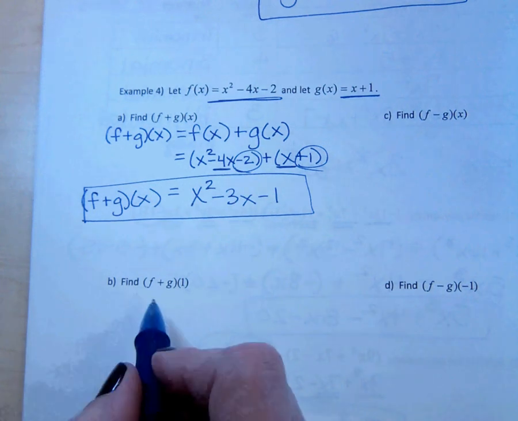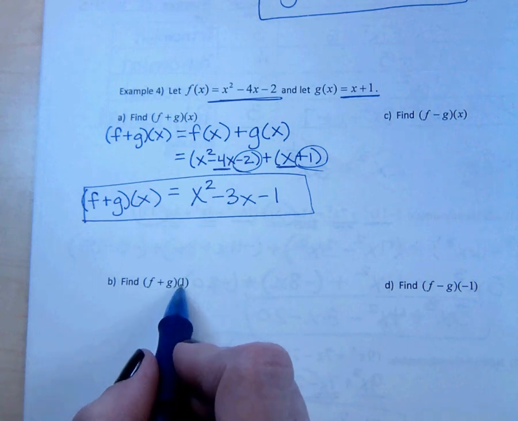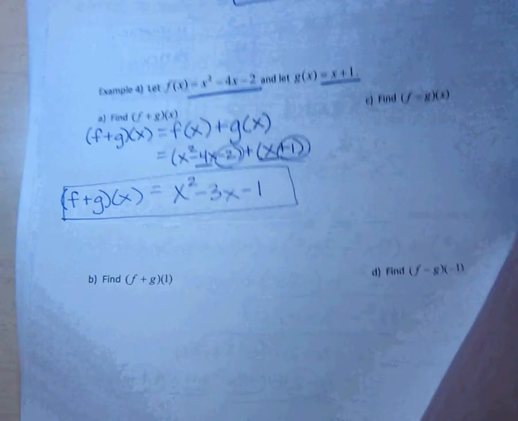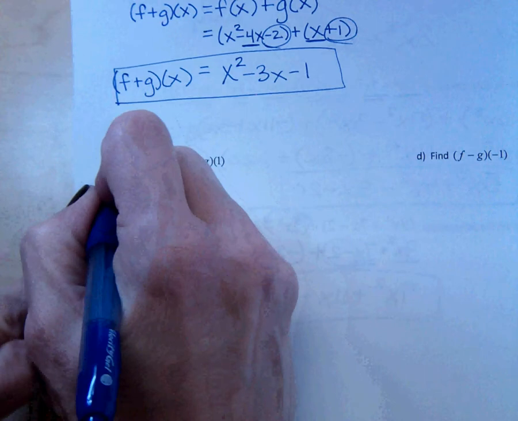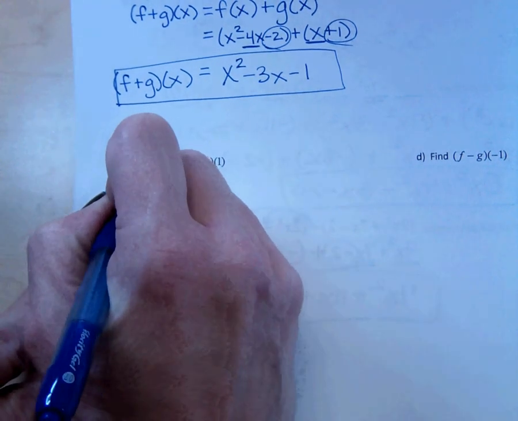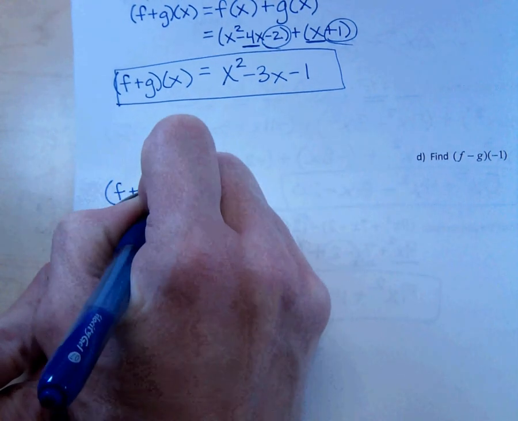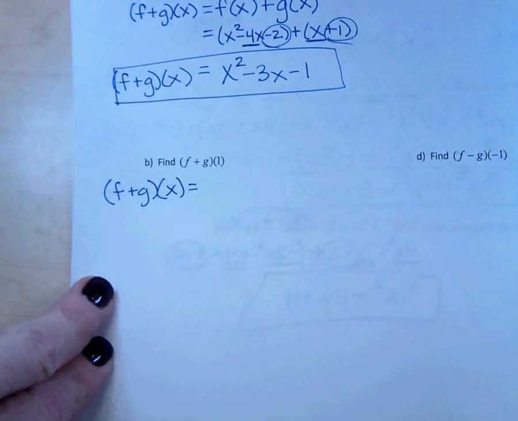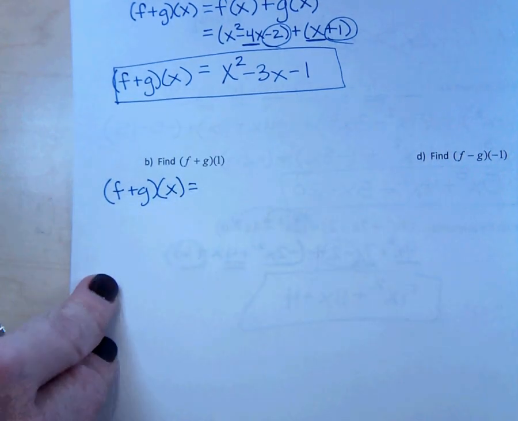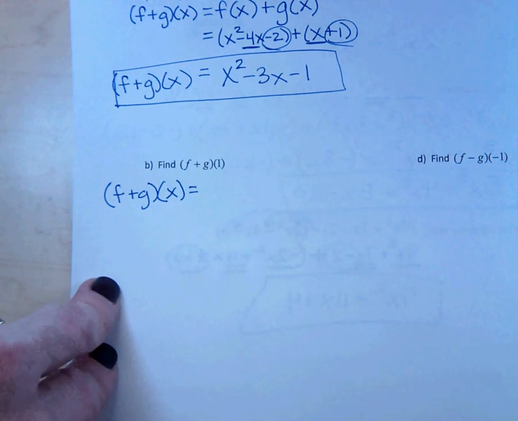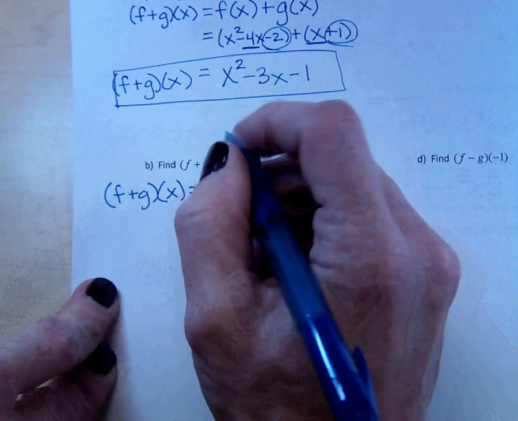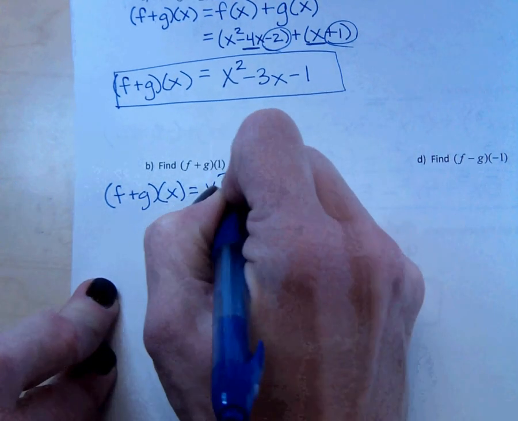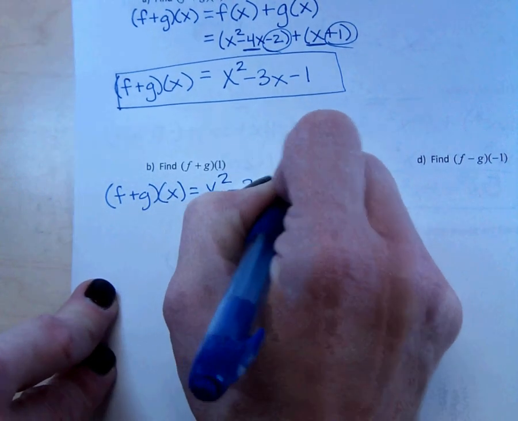Now let's look at part B. It says find f plus g of 1. Well, I already found f plus g of x. And remember, f plus g, that's just a new name for a function. Like I can call something f of x, g of x, h of x, a of x, b of x. Now I'm calling it f plus g of x. And I know that that equals x squared minus 3x minus 1.